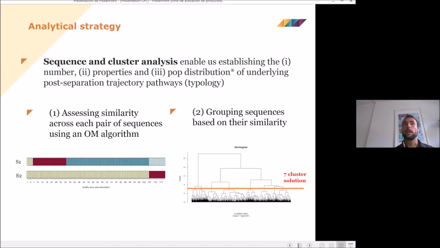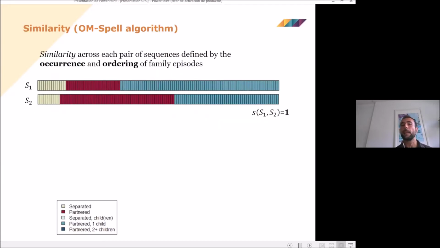But of course, you may wonder, how are 2 sequences similar here? How do we define similarity? What do we mean by similarity? It could be similarity in the timing, in the duration, in the occurrence, or the order of the states in the sequences. For this application, we define similarity based on the occurrence and the ordering of family episodes.